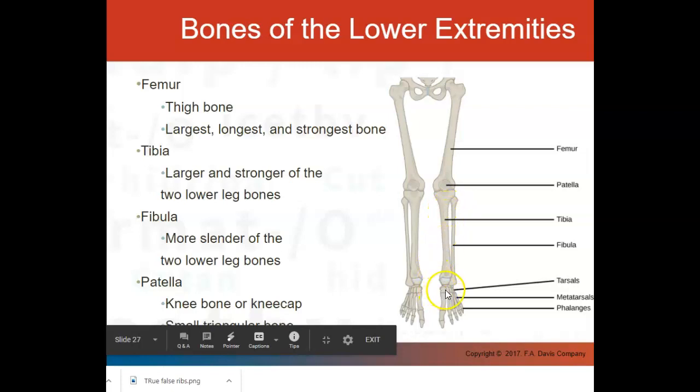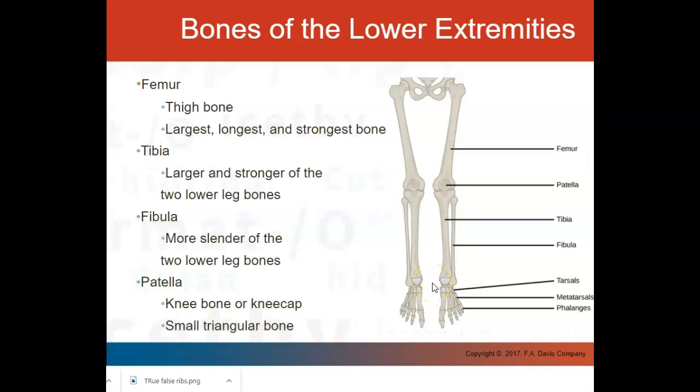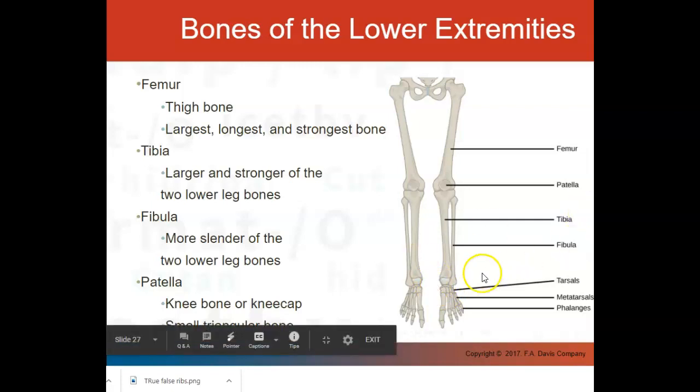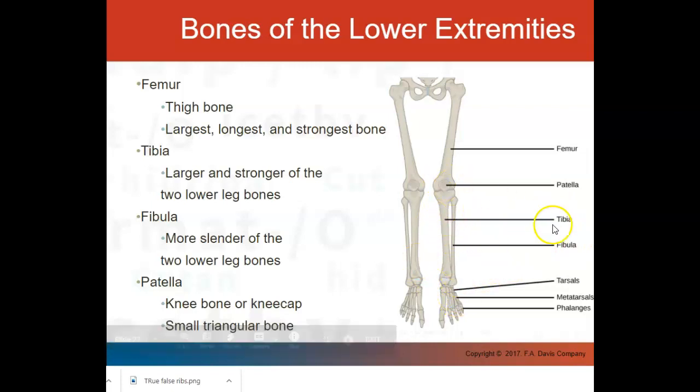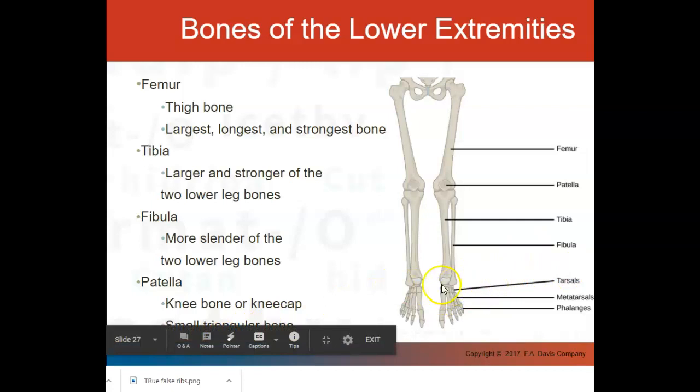And the fibula is the more slender of the two lower bones. Some people refer to that as the calf bone. It's more in the back. Patella, kneecap; tarsals or talus are your ankle bones here. Metatarsals are your foot bones, and then phalanges are your toes.